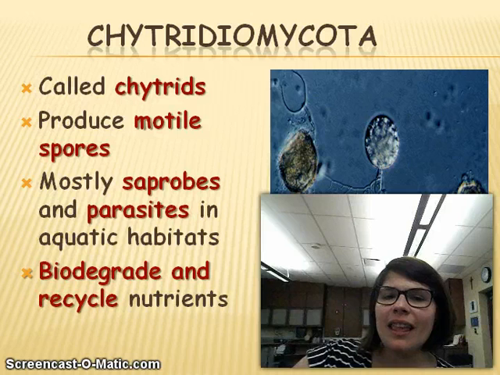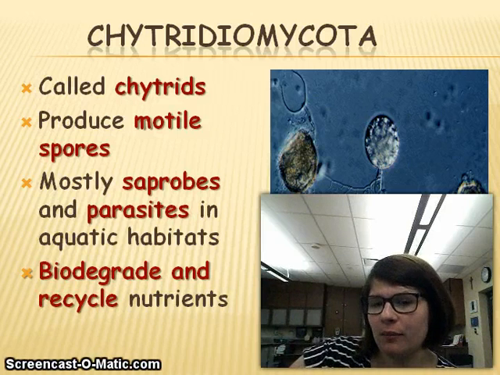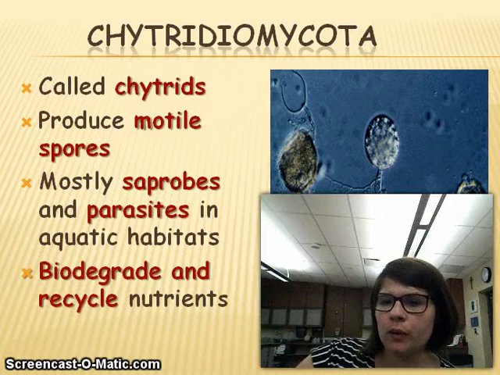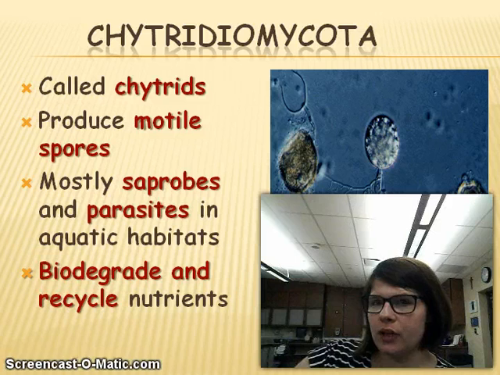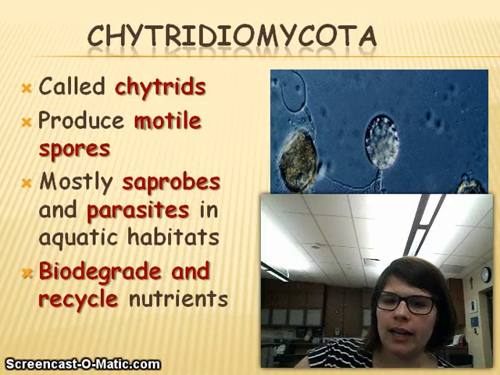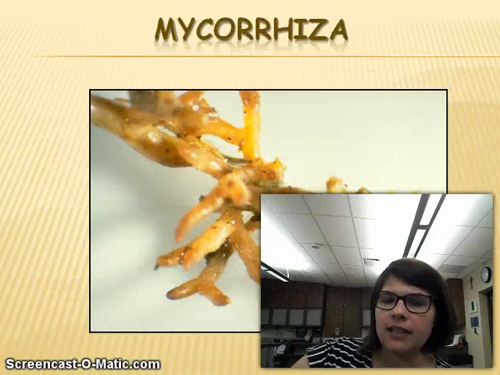So the next one is Chytridium micata, and commonly we just call this a chytrid. They have motile spores, which is very interesting. Remember, in our characteristics they were non-motile, but their spores here are motile. They're mostly saprobes and parasites in aquatic habitats, and they biodegrade and recycle nutrients, meaning they are decomposers.